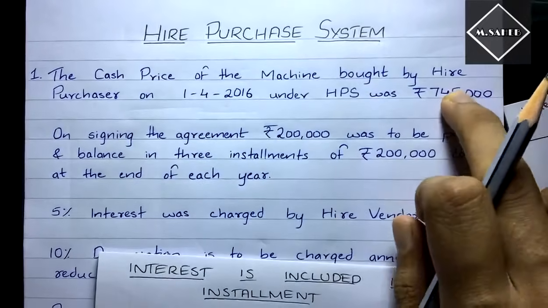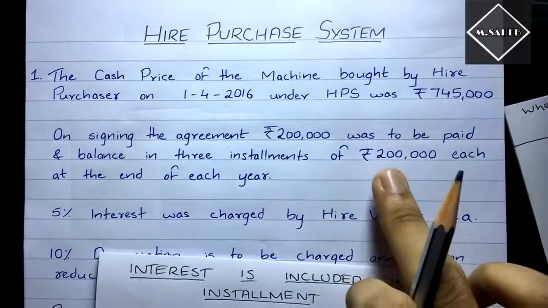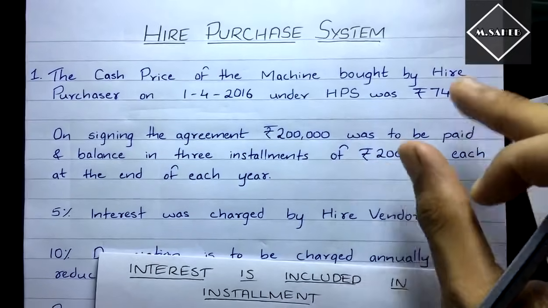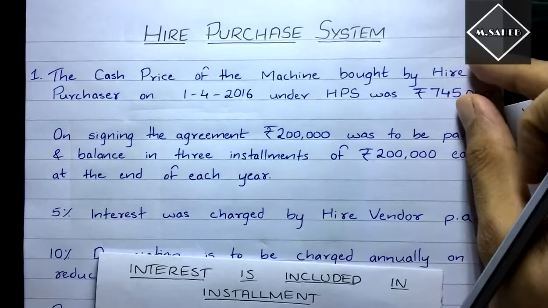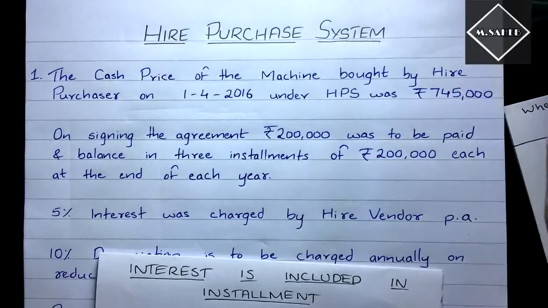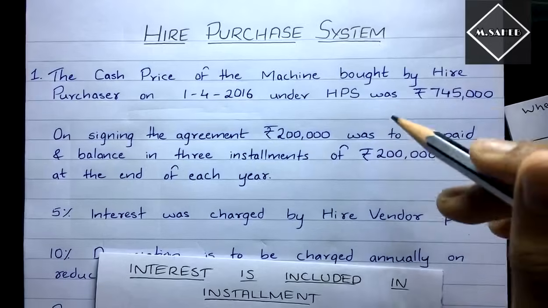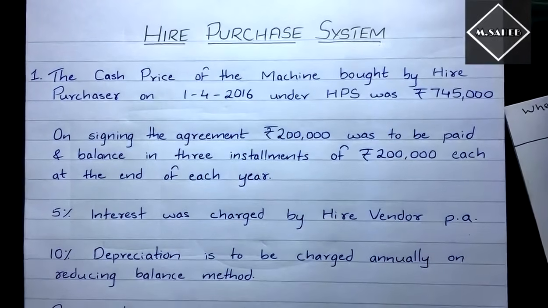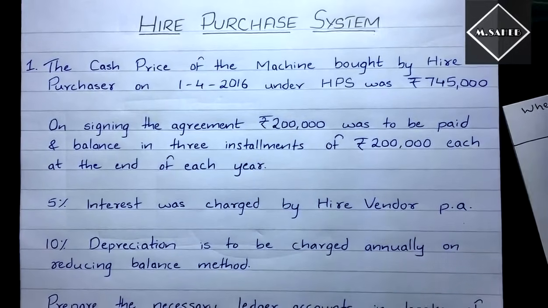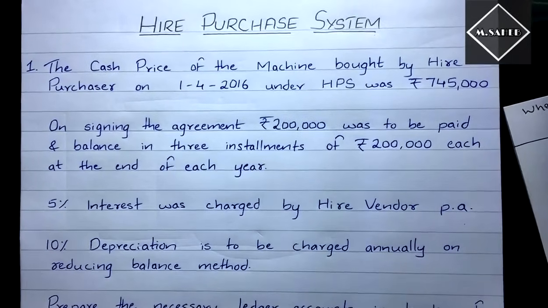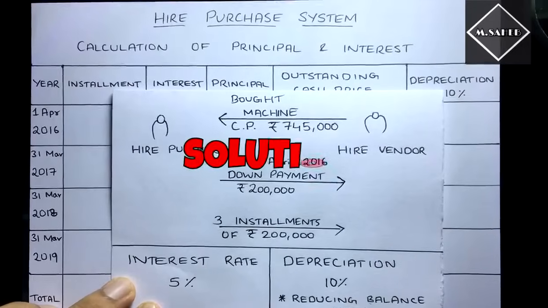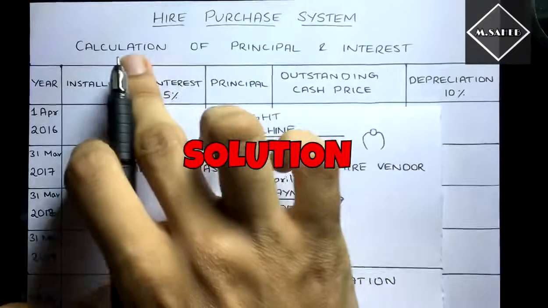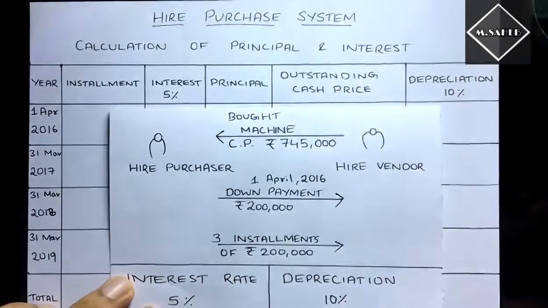You just have to compare the cash price with the total of down payment and all the installment total. If this is equal, then that is case 2, and if this exceeds the cash price, then that is case 1. Interest is included in the installment. So here interest is included in the installment, and we will solve this problem easily now. All right, let's solve this. Now let's solve this problem. First, we have to prepare this working note, this table for the calculation of principal and interest.